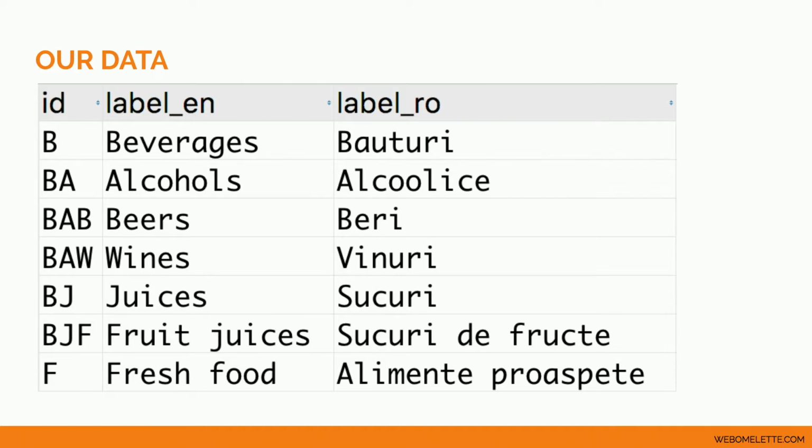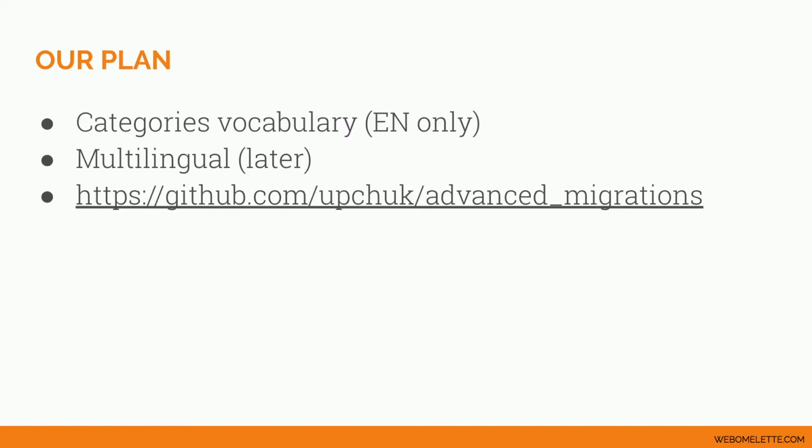Okay, so what we will do now is import these into a categories vocabulary. We will start just with the English version, the label column, and later we will import the translations. Once again, the repository. And by the way, if you clone this repository and you use Docker, you've got two commands and you have a site running with all the things imported, enabled, installed. You run drush, you clear the cache and you run drush ms and you will see all these migrations that we're talking about right now. So it's really fast to set it up and play around.